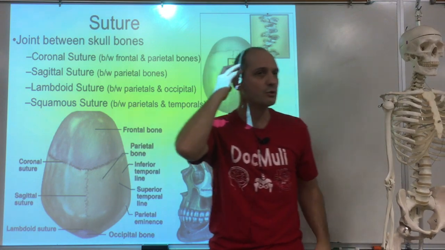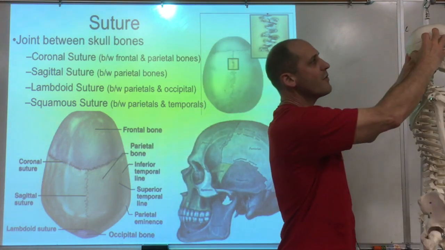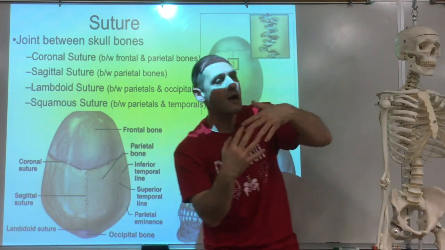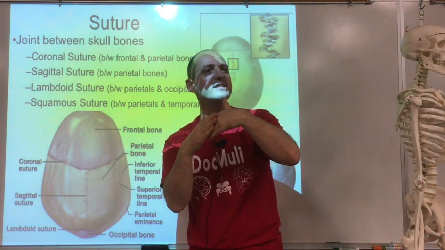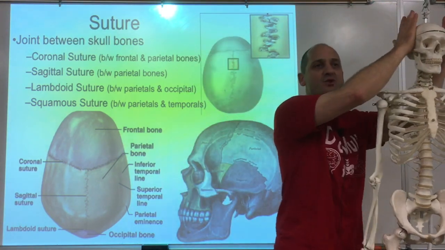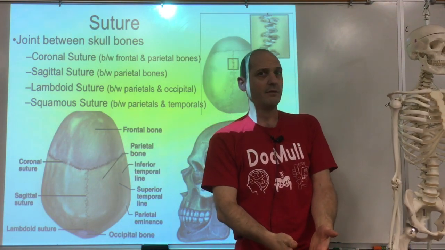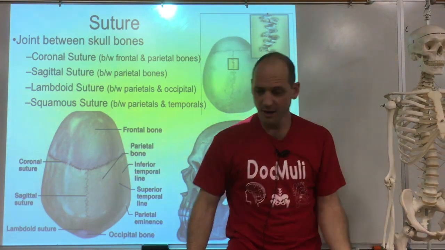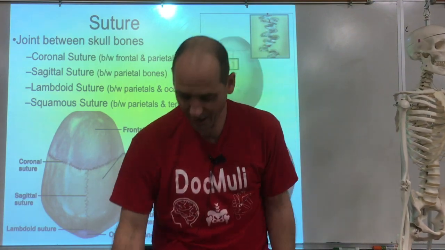Then the squamous suture, between the parietals and the next bone, the temporal bone, is very flat. It's right here. It's not like that. The squamous suture is like that. And the reason for that is when your baby's born, you've got to squeeze that head to get down through the birth canal. It's narrow down there, and the head is big. You know, think about it.